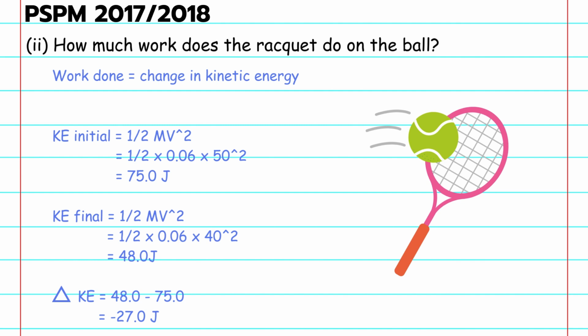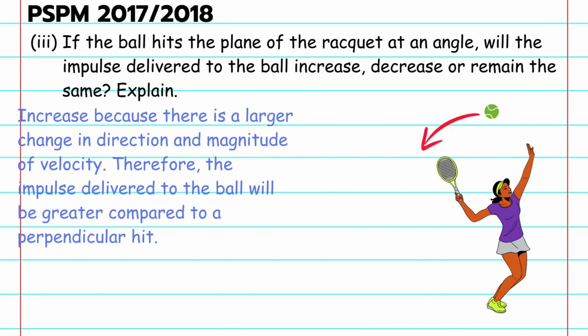The second step is to calculate the final kinetic energy, which equals 1/2 times 0.06 times 40 squared equals 48 joules. Lastly, the work done, which is the change in kinetic energy, is 48 minus 75 equals negative 27 joules. The negative sign in front refers to the decrease in kinetic energy.